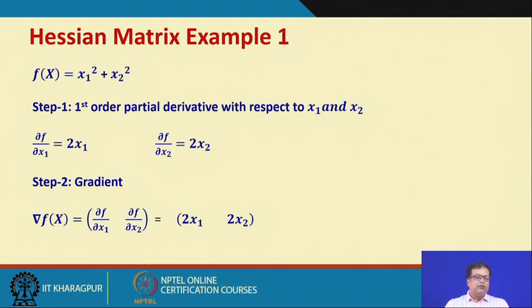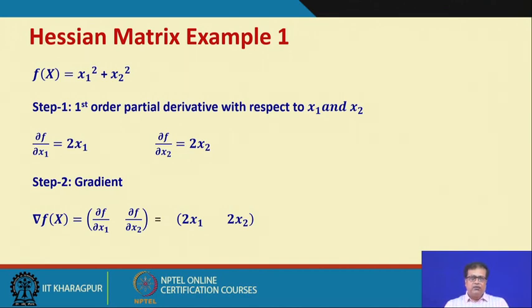Now, we need to find out what is del x 1 of del f del x 2 and what is del x 2 of del f del x 1. Look here, del f del x 1 is a function of x 1 because it is 2 x 1. So, if you take del x 2, it will be 0. Similarly, del f del x 2 comes out to be a function of x 2 only, that is 2 x 2. So, if you take again the partial derivative with respect to x 1, that will be 0 again. So, what will be the Hessian matrix?